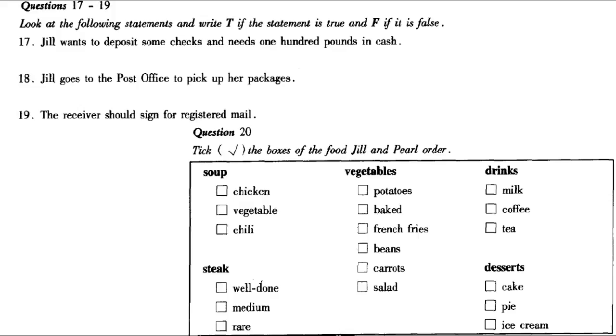In the evening, Pearl and Jill are having dinner in a restaurant. As you listen, tick the boxes of the food Jill and Pearl have ordered. Now you will have some time to look at question 20. Now listen carefully and answer question 20.